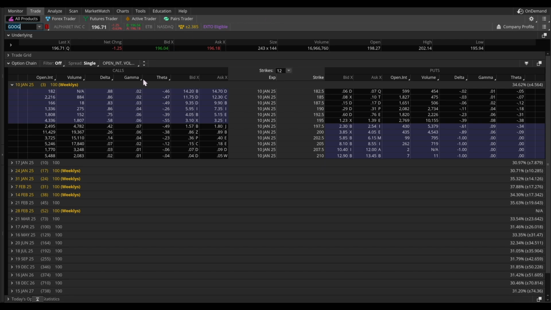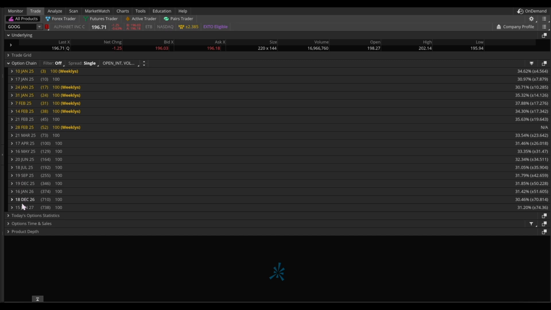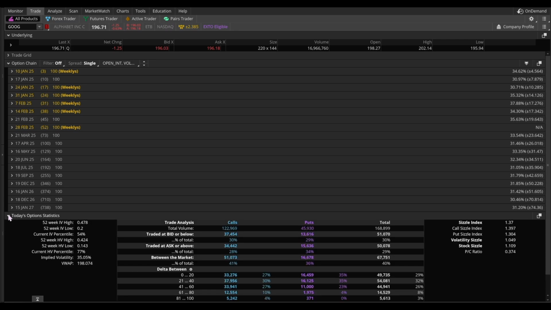So y'all can see here, this is typically what it defaults to look like once you click under the Trade tab, but I'm going to go ahead and collapse this weekly for January 10th. And now you'll see underneath the option chain, it says today's option statistics, options time and sales, and then product depth. Today I'm going to focus on today's option statistics. I'm going to hit the drop down.